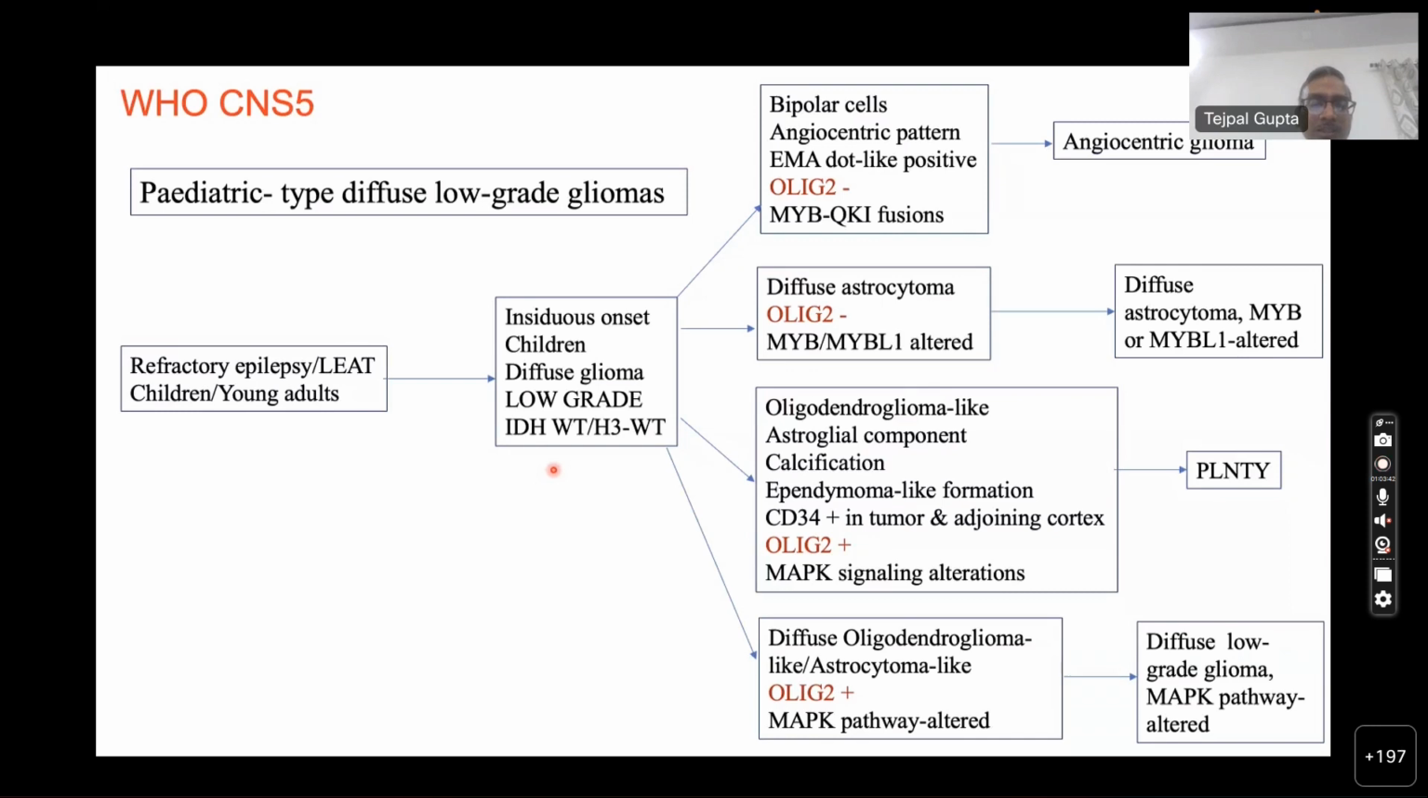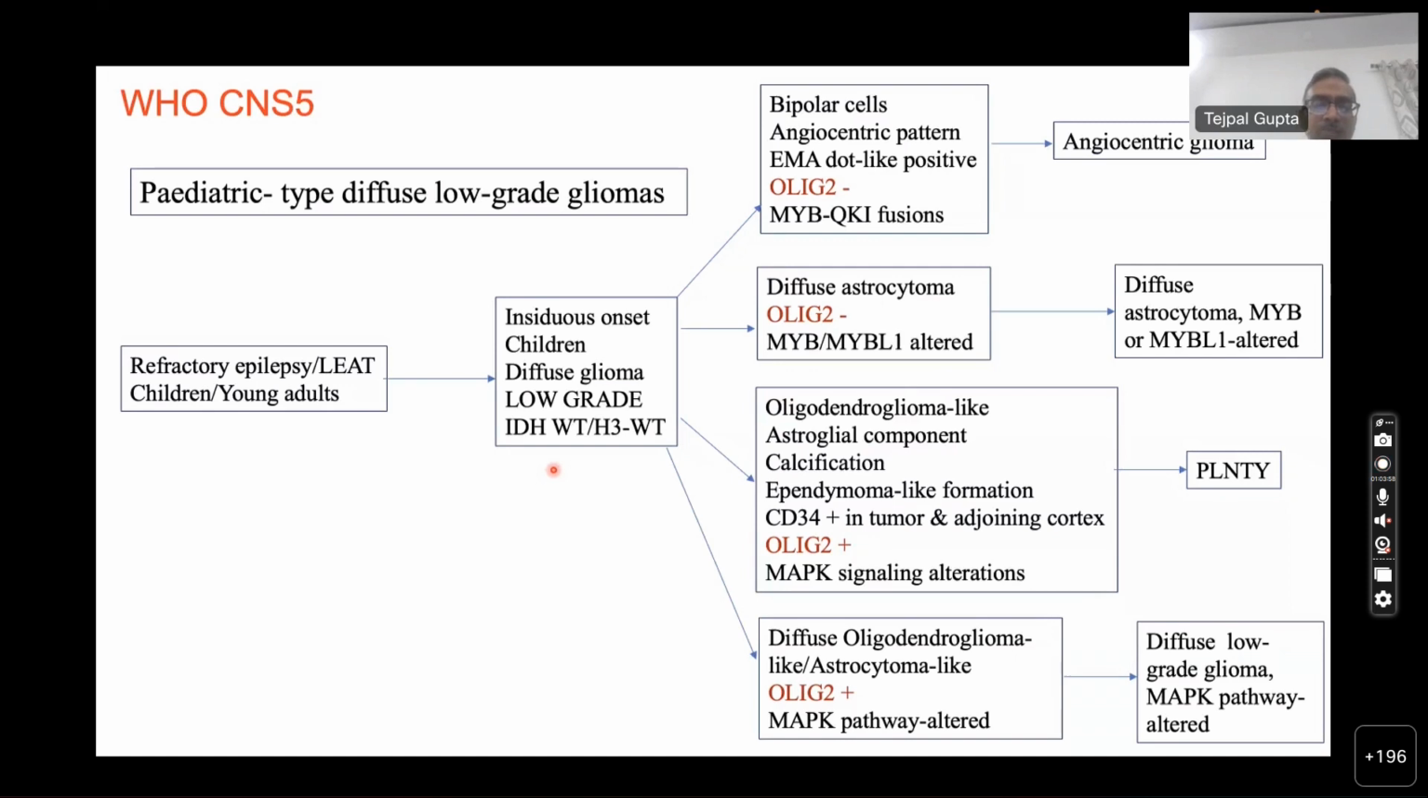So in the last 5-7 years, I think there has been a change in the approach to managing these pediatric-type circumscribed as well as diffuse tumors based on molecular alterations.